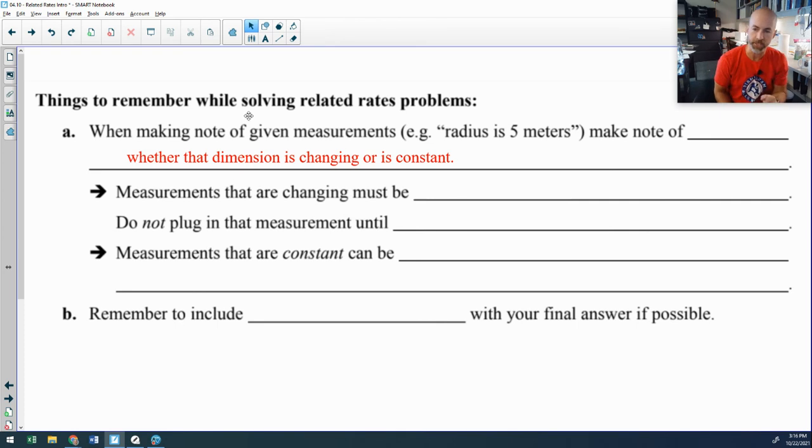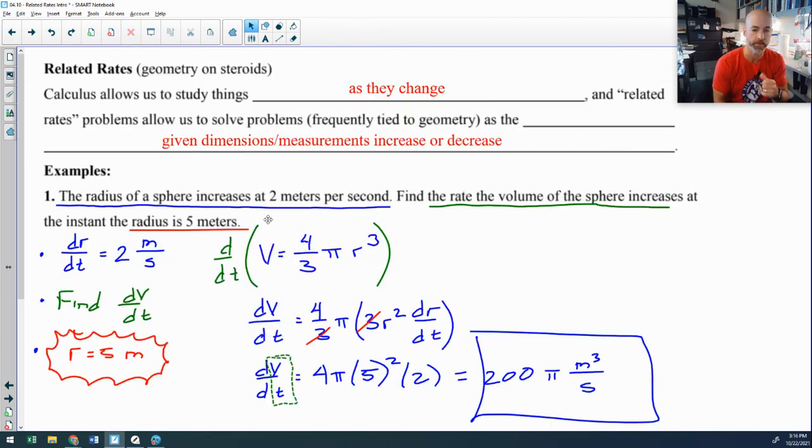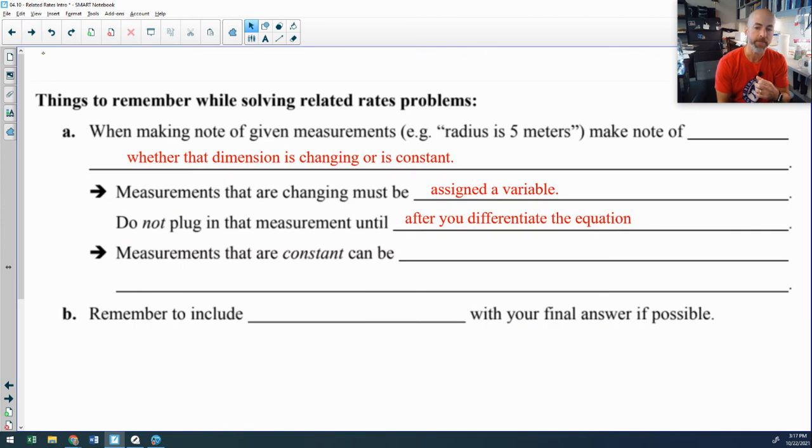If the dimension is changing, so the radius was changing, you've got to make sure you assign that a variable. It has to be given some kind of variable to represent that it does change, and you do not plug in those variable measures until after you differentiate the equation. And that's exactly what I did on the previous problem. I knew that r was 5, but I do not plug in 5 early. I wait till after the derivative, then I can plug in the 5, because the radius is changing. It's not constant, so we do not plug that in early.